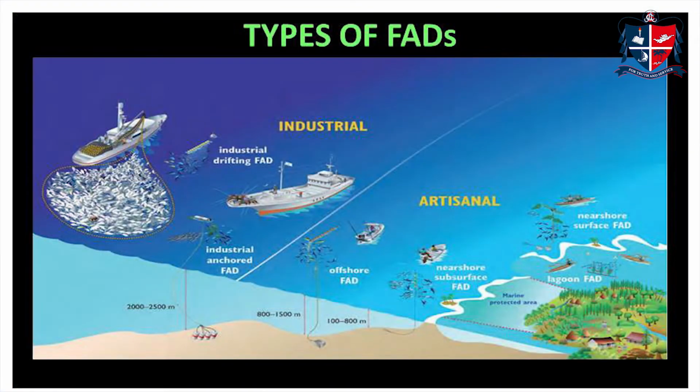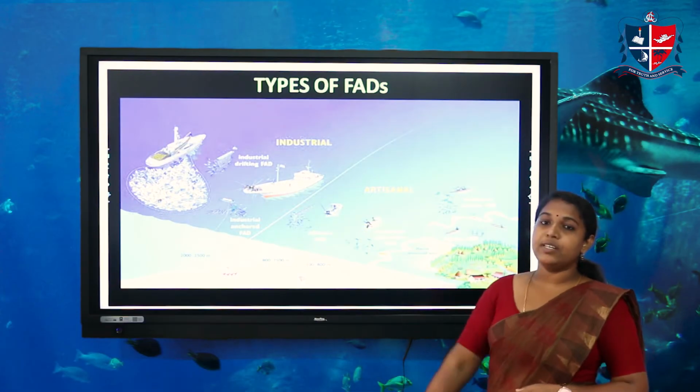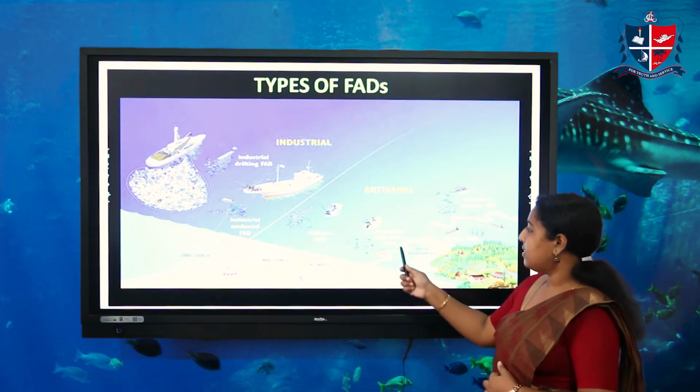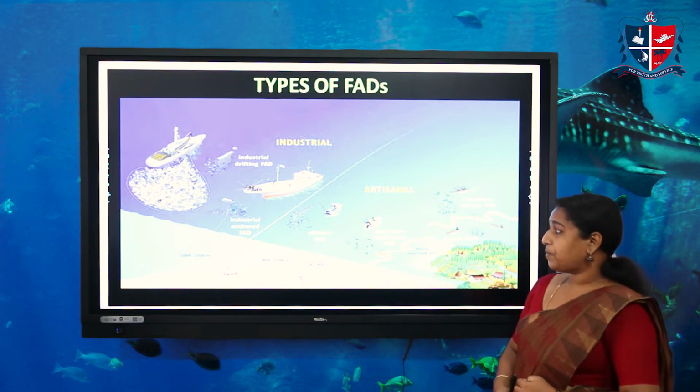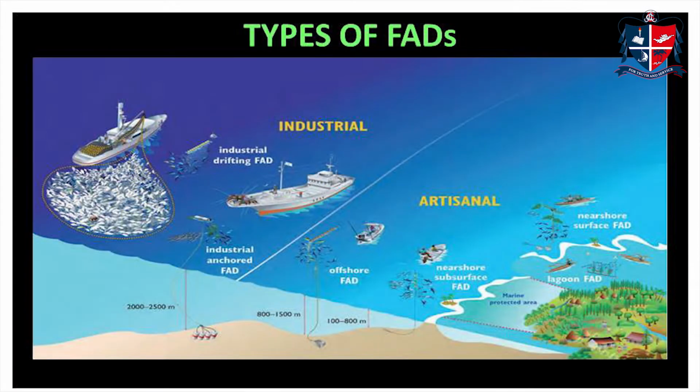Next, coming to the types of FADs. There are two types of FADs. First is artisanal and second one is industrial FADs. So artisanal FADs will be placed either near shore or in the offshore regions, and as I told you in the previous slide, it is fixed at a depth between 100 and 1500 meters. Okay, and these artisanal FADs will be constructed using natural objects, as I already told before.